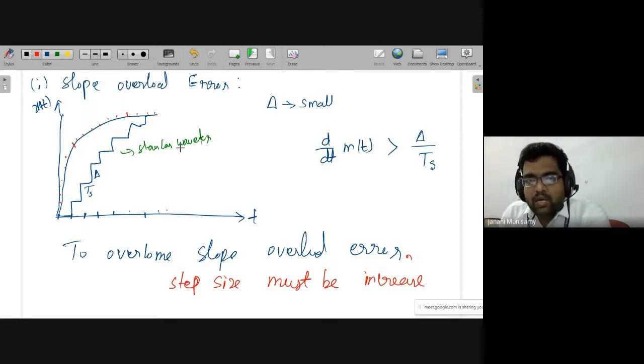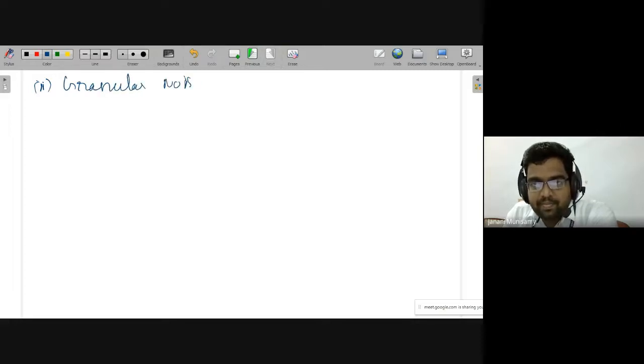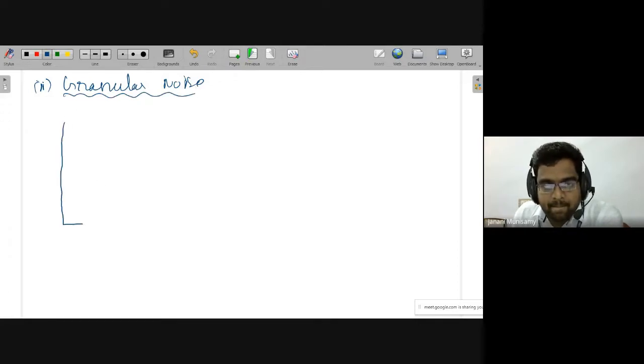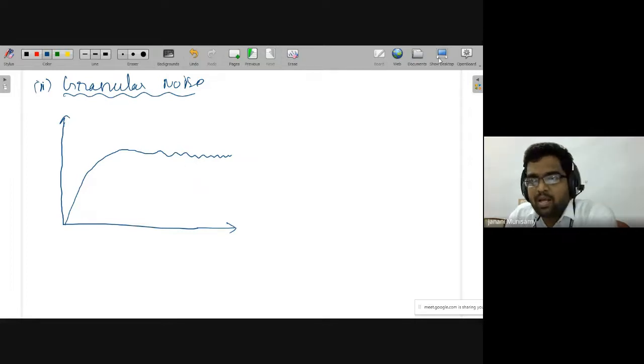Then what is the another error? Another error is granular noise. Second error is granular noise. Here what is happening, the signal is increasing, but after that it is varying, but not appreciably, in a slow manner. Okay, that variation is not much. Slowly it is varying after some time.